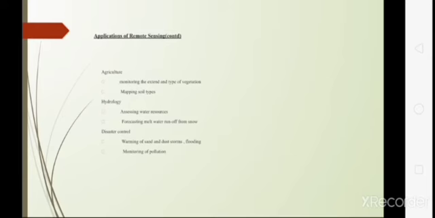Agriculture. Monitoring the extent and type of vegetation and mapping soil types. Next, hydrology. Assessing water resources and forecasting water runoff from snow. Last one is disaster control. Warning of sand and dust storms, flooding, monitoring of pollution.